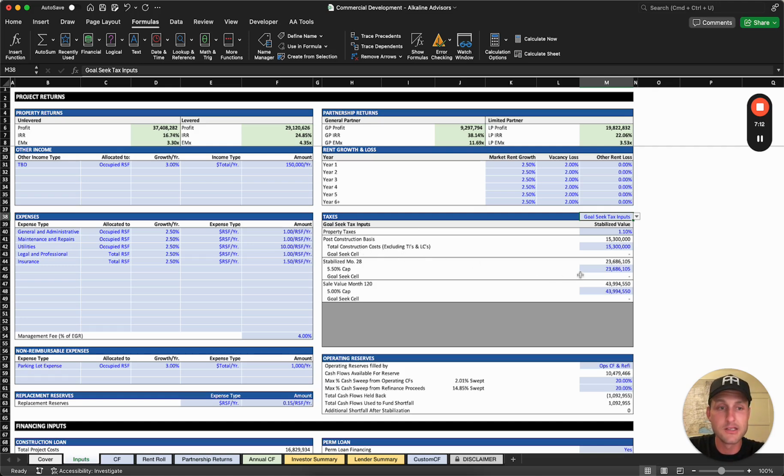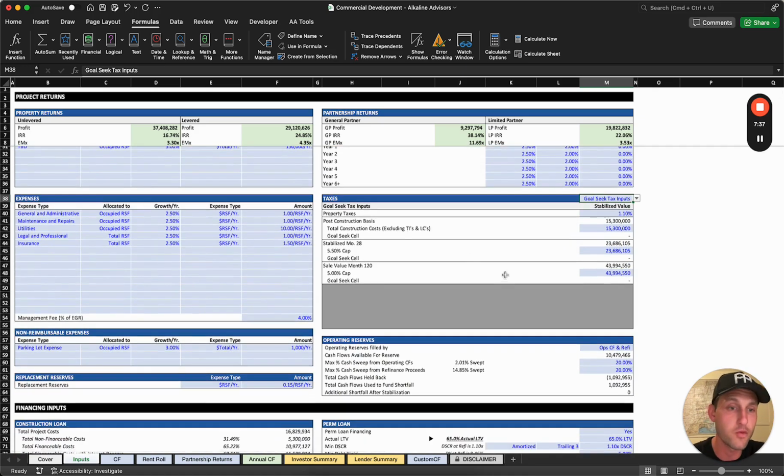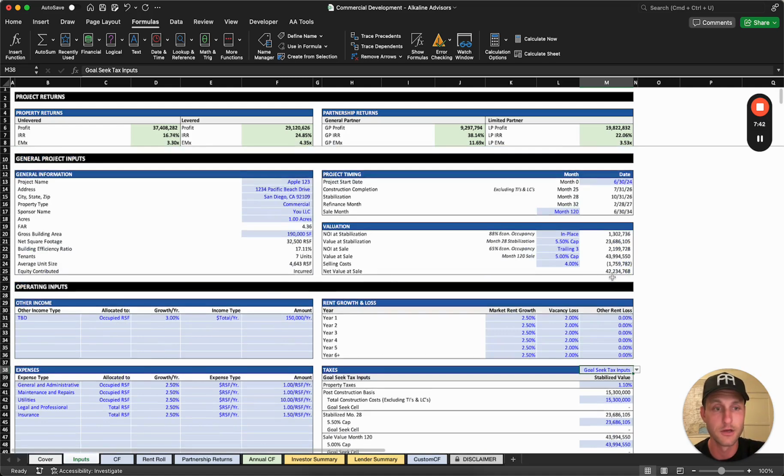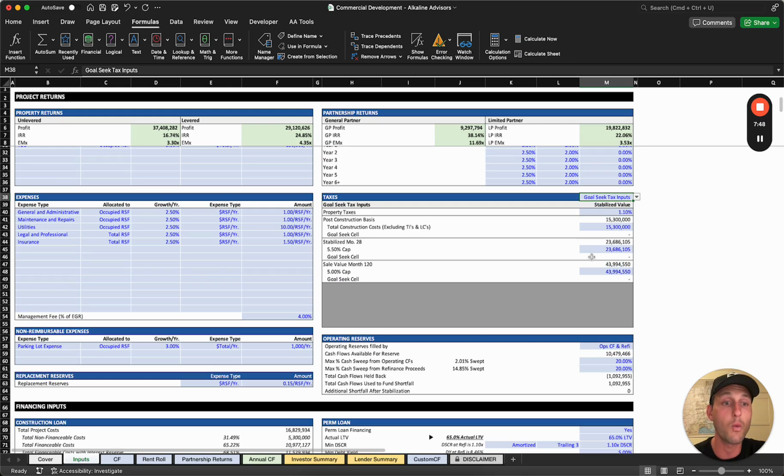post-construction basis is going to be 15.3 million. Also known as the project costs are going to be 15.3 million, essentially. The stabilized value of the asset in month 28, because that's when stabilization occurs, and that all auto-populates, that'll be $23 million at that 5.5 cap, which we've assigned up here. And then at sale in month 120, the value of the asset's going to be let's call it $44 million, right? And that is based on this 5 cap. It'll be $44 million. What we're saying is that we're going to take 1.1% of the values.